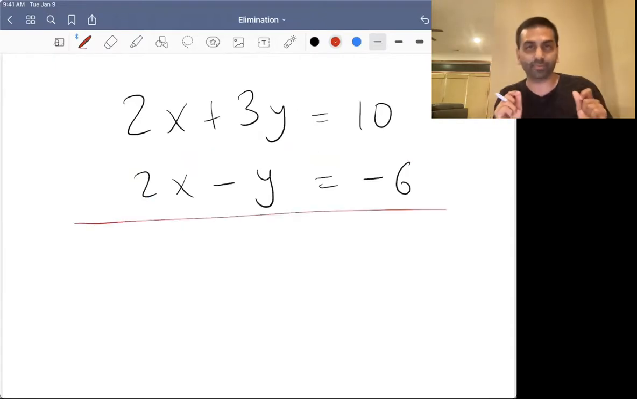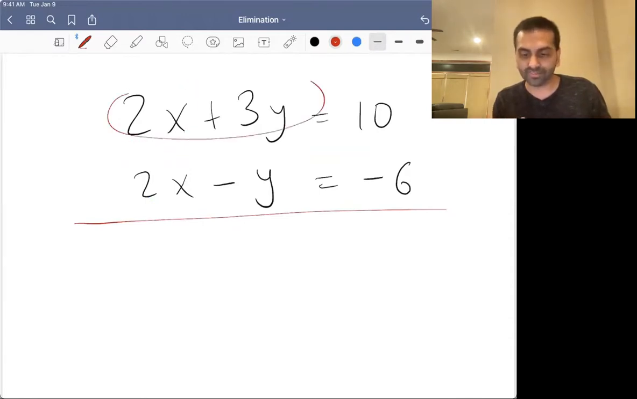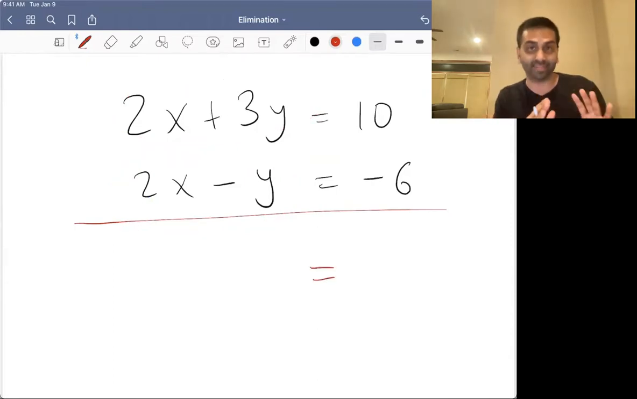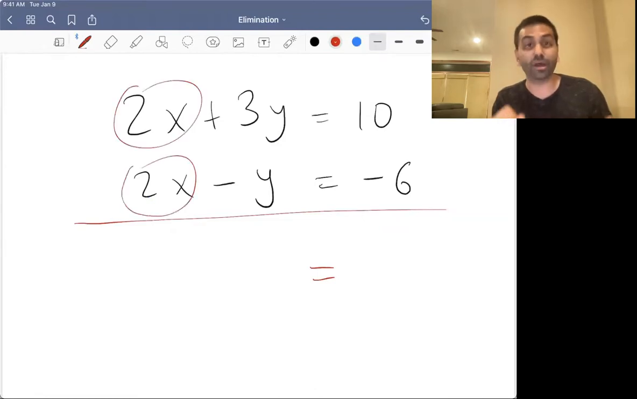Now, here's where we've got to be really careful with the signs. If you're going to do the subtraction, what we're really doing is this whole thing minus this whole thing is what the new left-hand side is going to be. But again, we're going to look at the like terms. So this is going to be 2x minus 2x. So that's 0.